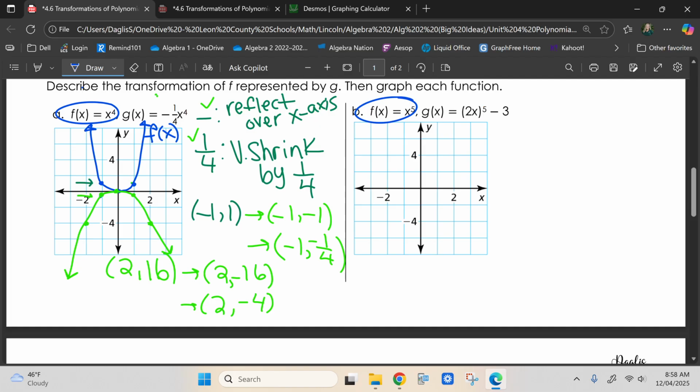All right, we have a new one. X to the power of 5. Let's plug in some values. Start with the origin. Plug in 0. What's 0 to the power of 5? 0. How about a 1? What's 1 to the power of 5? What's negative 1 to the power of 5? Negative 1. Good.